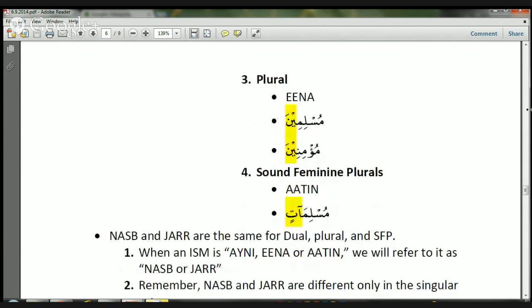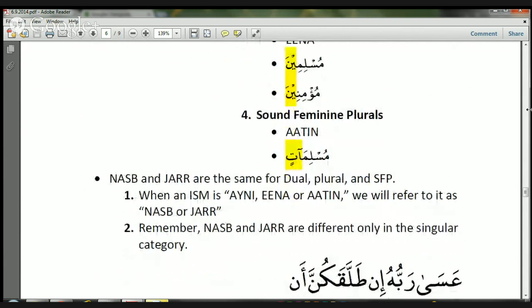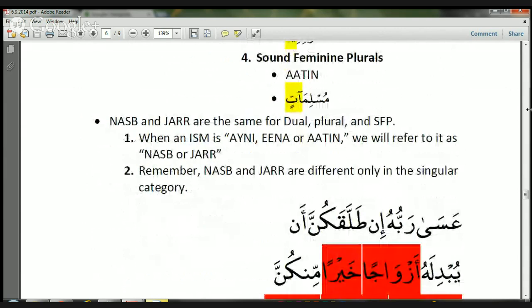And then for the sound feminine plural, we mentioned what? That it'll be atin. We mentioned that for nasab. Now, we went over the idea of nasab and jar being the same for dual, plural, and sound feminine plural. What did that mean? That meant that when an ism is in aini, ina, or atin, we'll refer to it as nasab or jar. Meaning, if I hear kitabaini, which means two books, I don't know right away if it is nasab, and I don't know right away if it is jar.